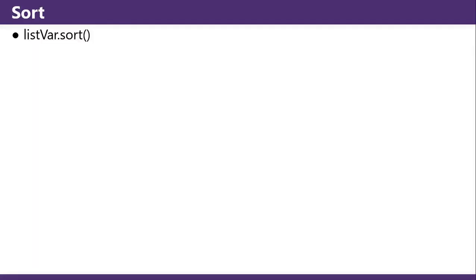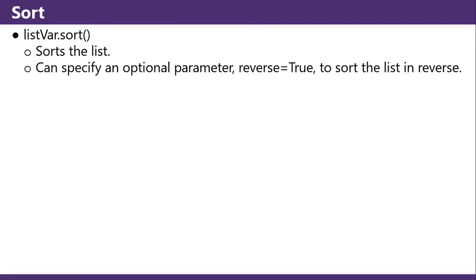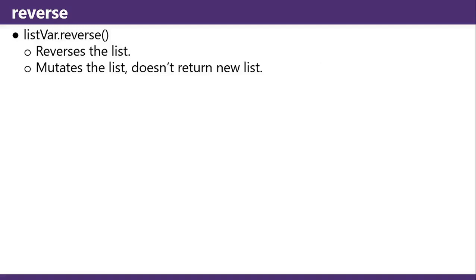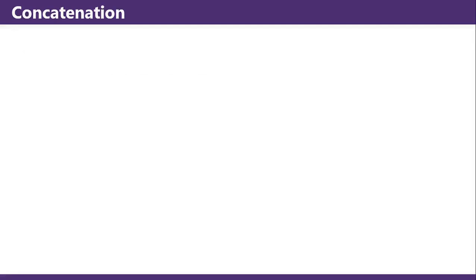Sort, list_var.sort(), sorts the list. Can specify an optional parameter, reverse=True, to sort the list in reverse. Mutates the list, doesn't return a new list. Reverse, list_var.reverse(), reverses the list. Mutates the list, doesn't return a new list.